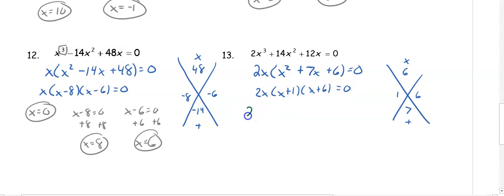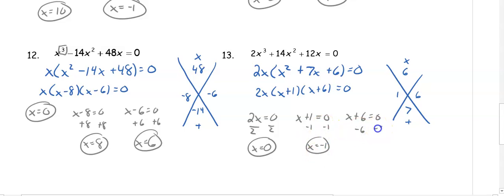This time when we solve, there are going to be 3 solutions because we have an exponent of 3 in our original. So 2x equals 0, x plus 1 equals 0, and x plus 6 equals 0. So we're going to divide by 2, so x equals 0. We're going to subtract 1, so x equals negative 1. And we're going to subtract 6, so x equals negative 6.